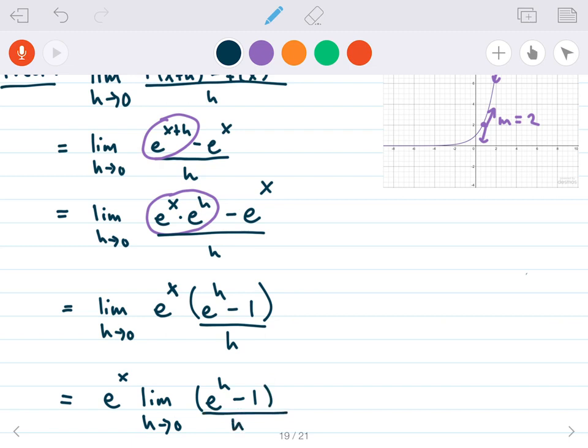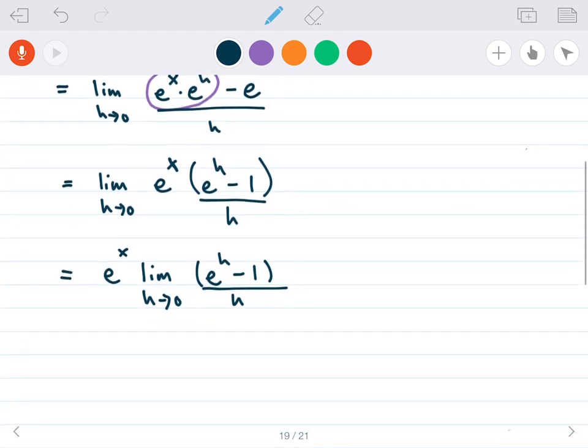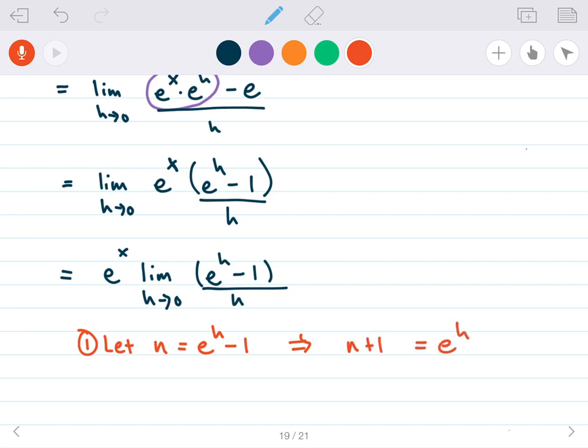Okay, and so from here we're going to do some magic, because if we plug in 0 for h, we're still in an undesirable situation. And so I'm going to make a substitution here. I'm going to say let n equal e to the h minus 1. And it follows from this, if I do the algebra, I get n plus 1 equals e to the h, right? If I just add 1 to both sides.